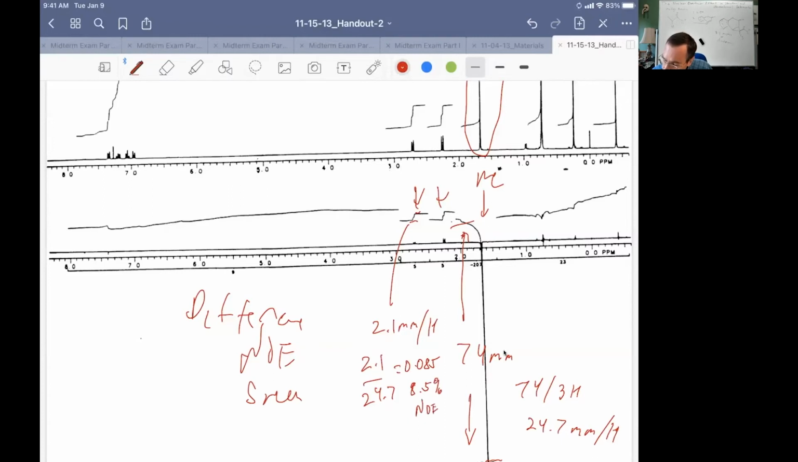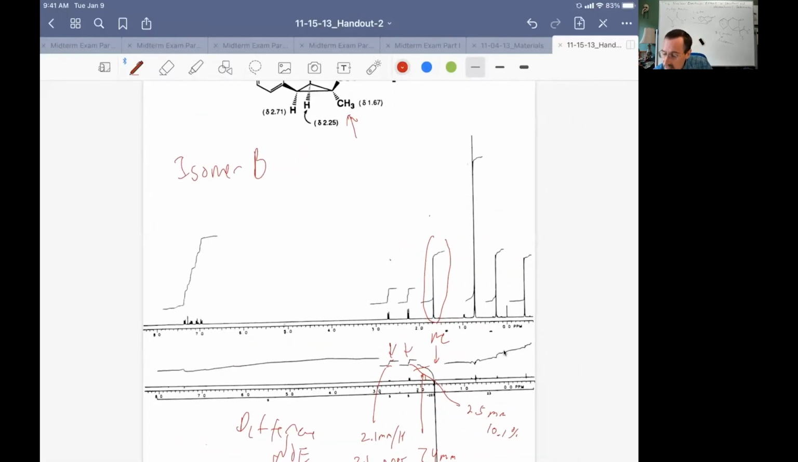And if I do the same here, I think I got 2.5 millimeters here. And that worked out to about 10.1%. So in other words, based on this, I'm seeing 9 and 10% NOEs. That's reasonably good evidence that those two are cis to each other. I wouldn't say it's proof beyond a shadow of a doubt. And we're going to come back to how close is close.